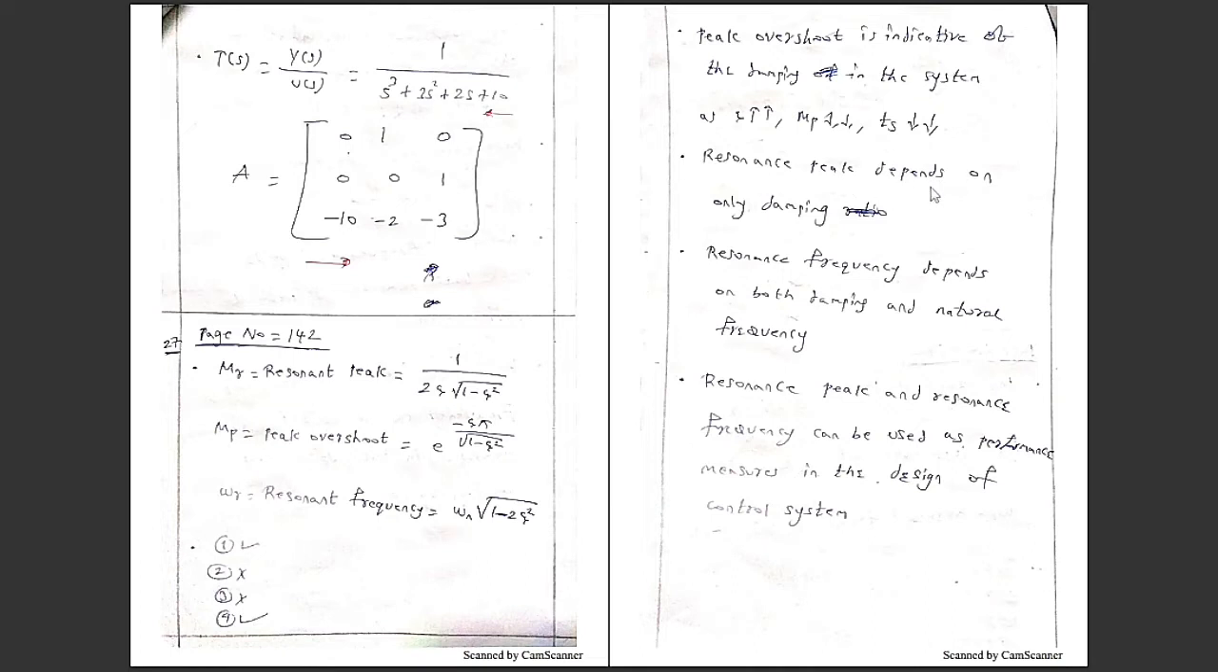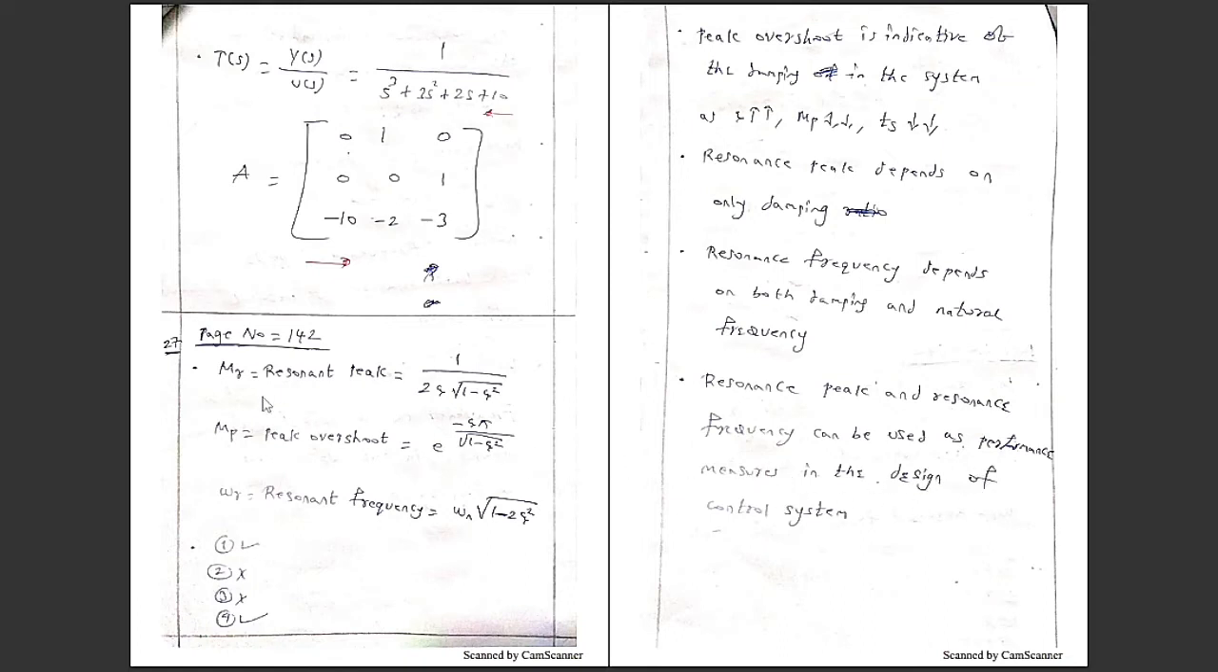The resonant peak depends only on the damping ratio, whereas the resonant frequency depends on both the damping ratio and the natural frequency. And the resonant peak and the resonant frequency can be used, it means M_R and omega_R, as performance measures in the design of the control system.